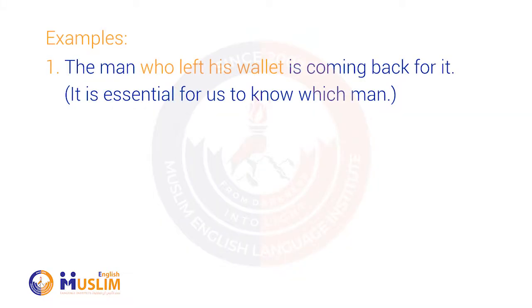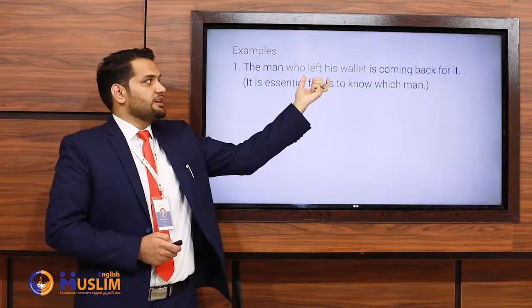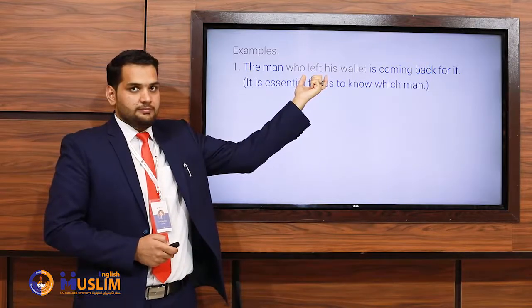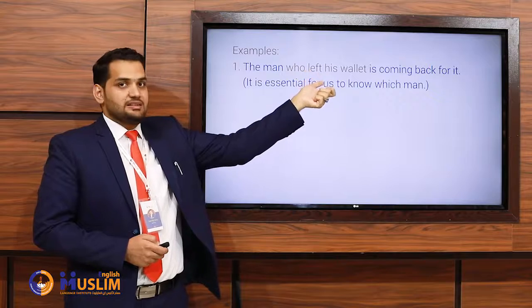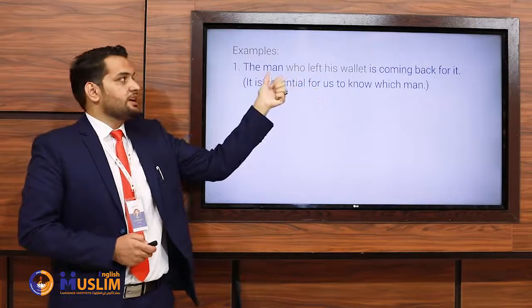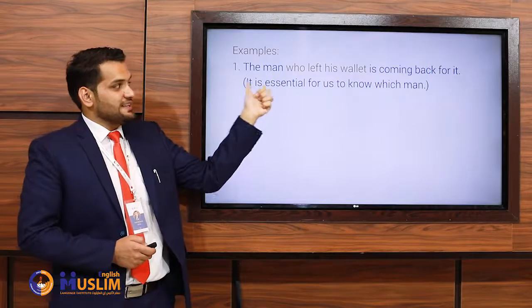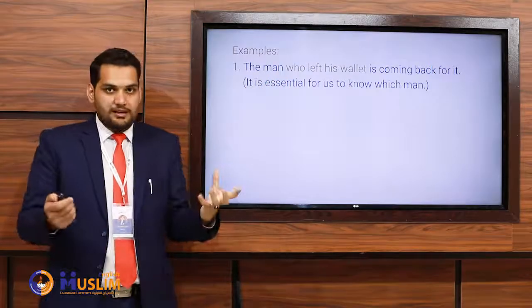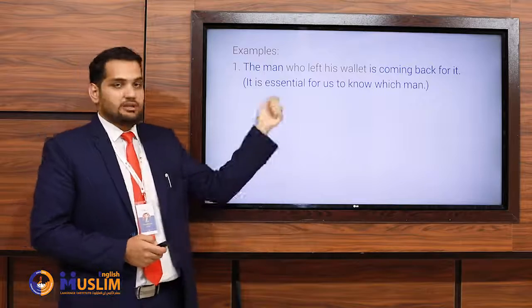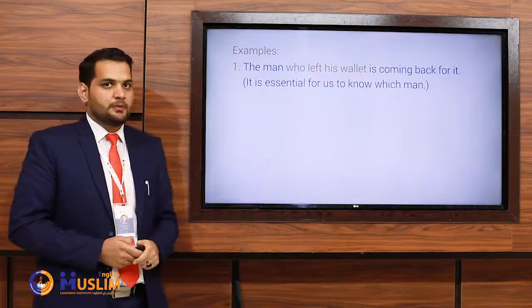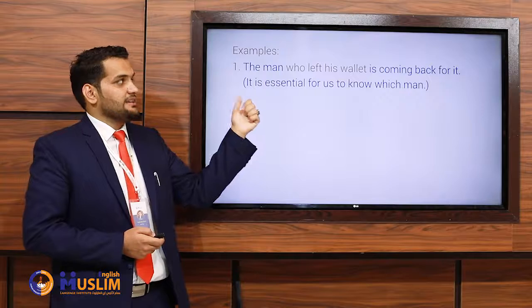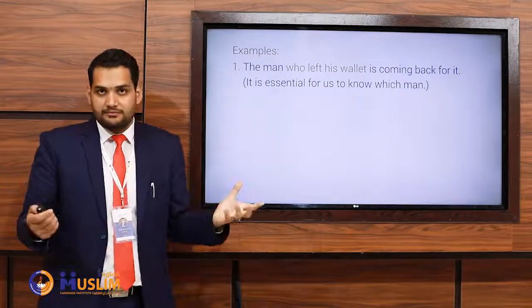Let's have some examples. Number one, the man who left his wallet is coming back for it. Here, the adjective clause is who left his wallet. And the meaning of this adjective clause is very important to the meaning of the sentence. So it is essential for us to know which man. The man who left his wallet. But if you simply say, the man is coming back for it, which man? It's not clear.